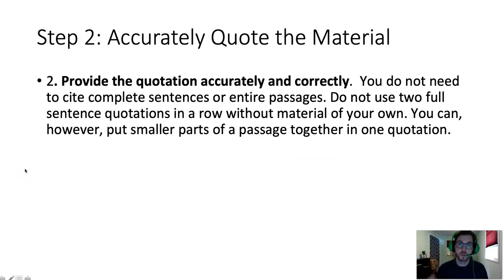Step number 2 is to accurately quote the passage. You do not need to cite complete sentences or entire passages. Right? Do not use two full quotations in a row without your explanation. Right? So quote what is written on the page exactly as you see it. Make sure you do not have any misspellings or incorrect information in the quoted material.